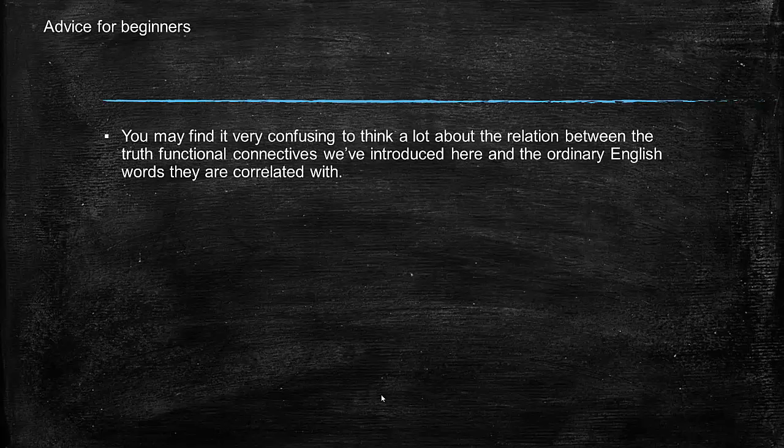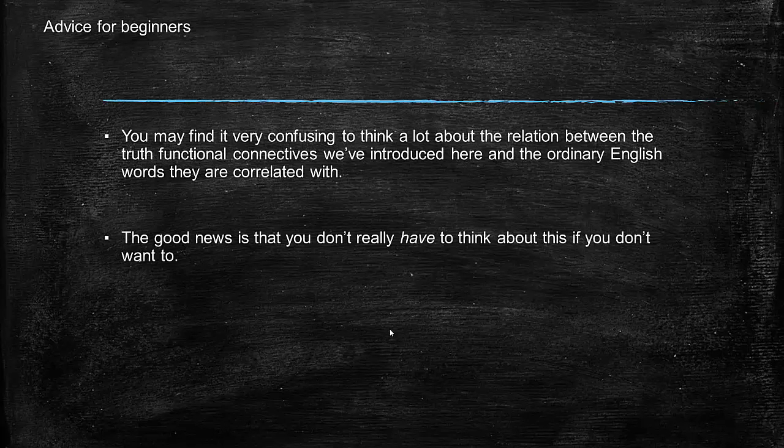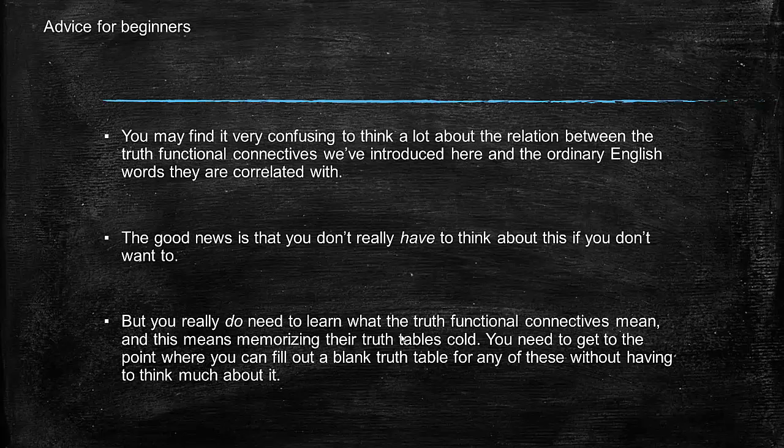Okay, so to wind up, you might find it kind of confusing to think about the relation between the truth functional connectives that we use, the operators that we use, and the ordinary English words that we've sort of stolen them from. And the good news is that you really don't have to. You don't have to think about this stuff if you don't want to. The only thing you really have to do is learn what the truth functional connectives in propositional logic mean.